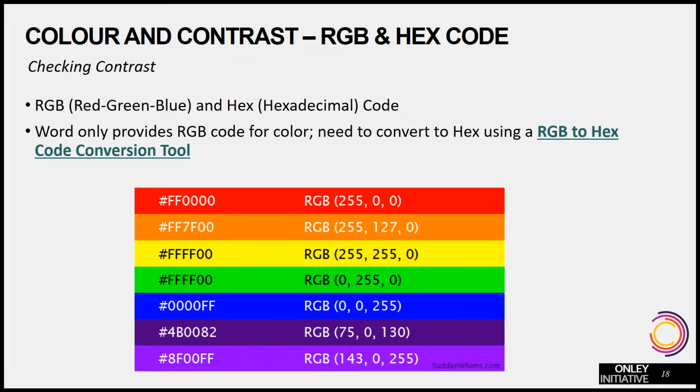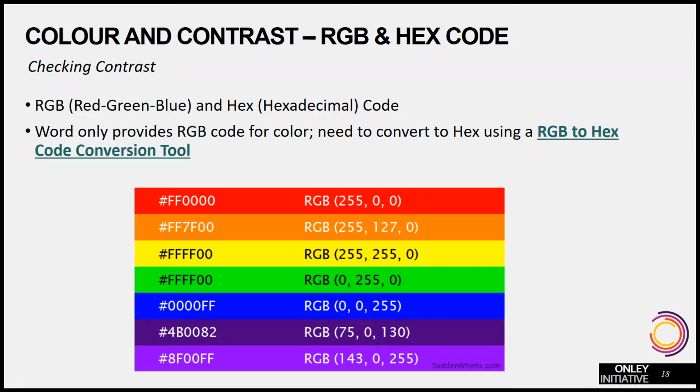In order to check for appropriate contrast, you first need to understand some color code basics. There are 2 main types of color code you need to be familiar with. The first is RGB code, standing for red, green, blue. Composed of these 3 colors, every color has a unique RGB code, where each of those 3 component colors is given a value from 0 to 255.